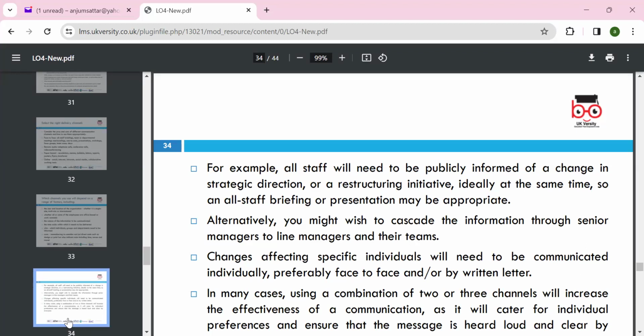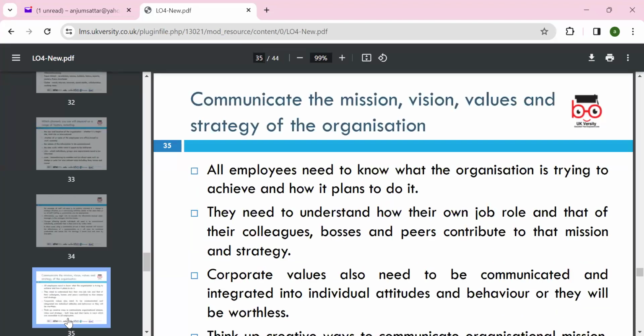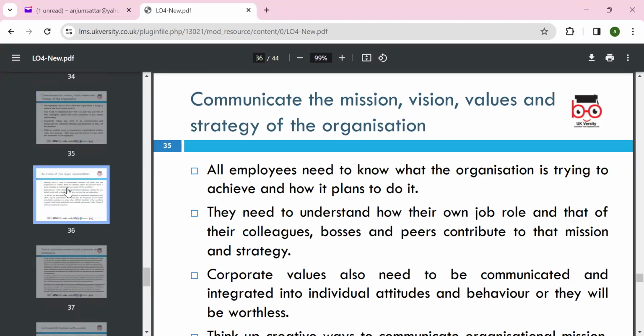Alternatively, you might wish to relay the information through the senior managers. Changes affecting specific individuals, like if any head of department, product manager or country manager is joining or leaving, should be clearly communicated. Communicate the mission, vision and values of the company. Every company has a reason why they are in business, where they want to see themselves, and what values they have. Even now, you may have heard about the British values. We need to make sure we are aware of these and that they are embedded in our organization, and we need to look at how to meet the stakeholders. Depending on which country you are in, you have to think globally and act locally.